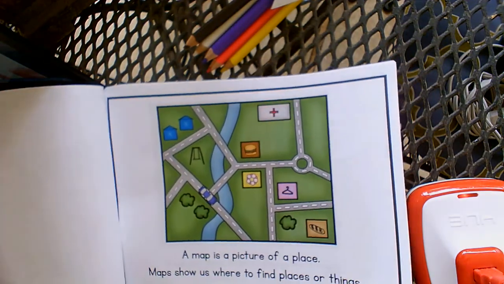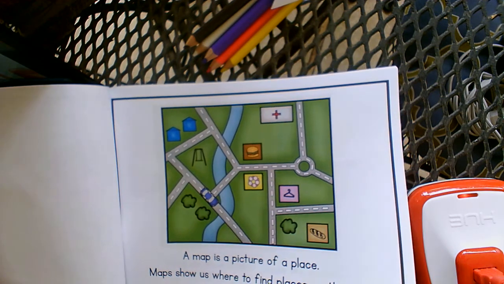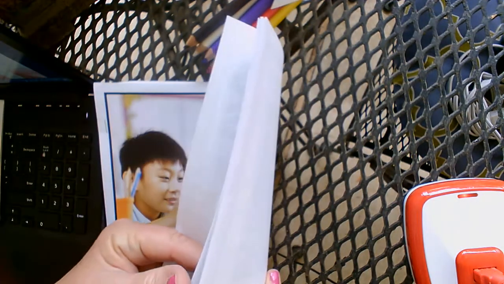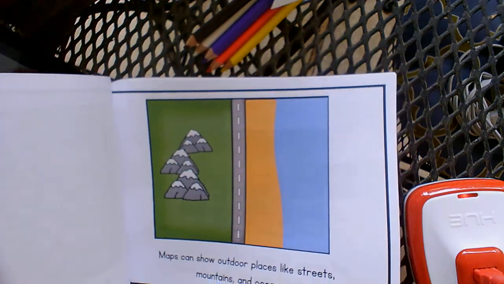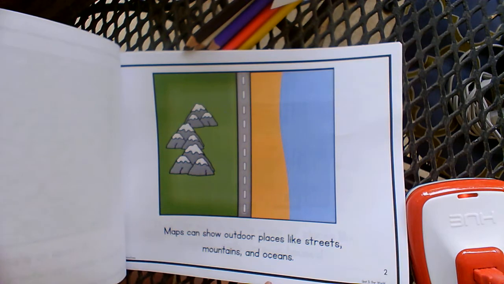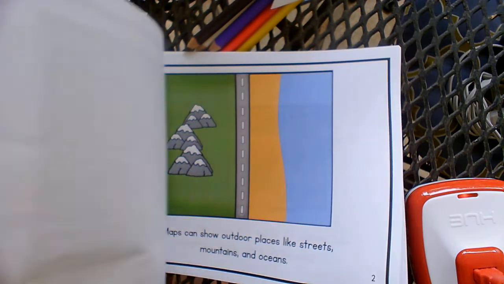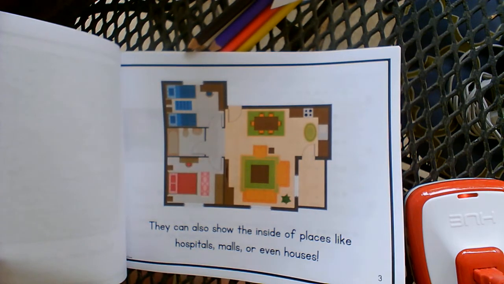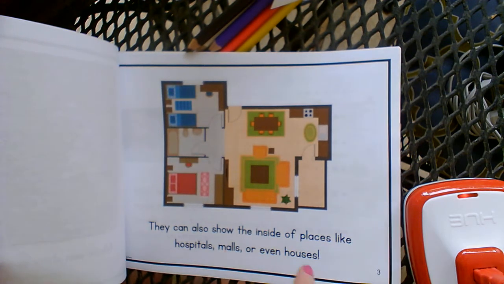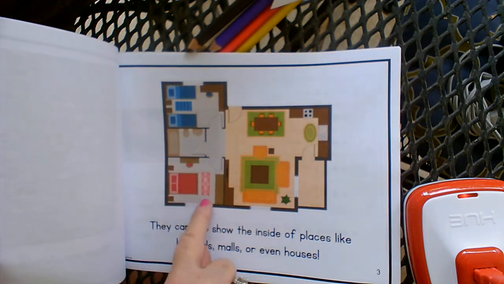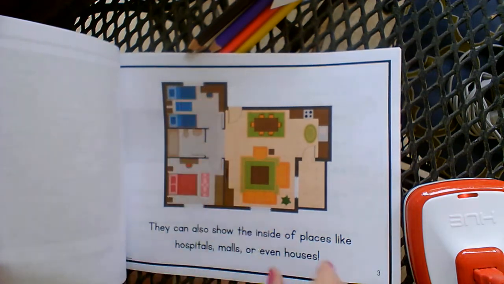A map is a picture of a place. Maps show us where to find places or things. Maps can show outdoor places like streets, mountains, and oceans. They can also show the inside of places like hospitals, malls, or even houses. You can see this is the kitchen, the den, one bedroom, a bathroom, and another bedroom.